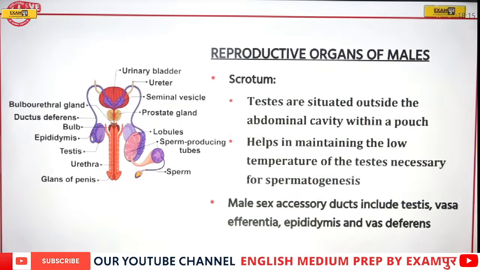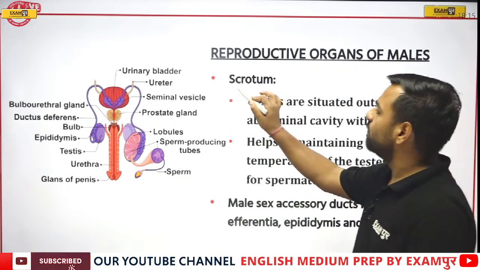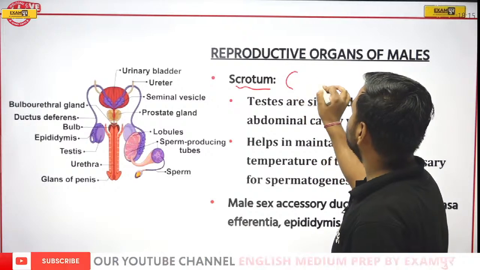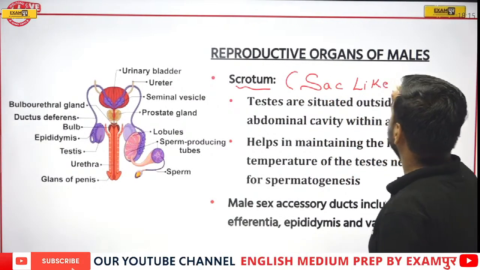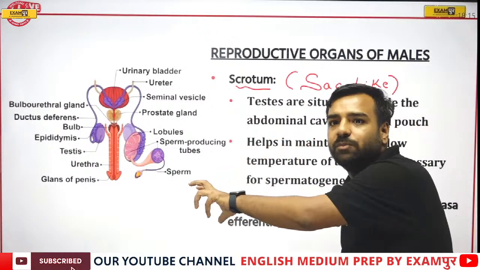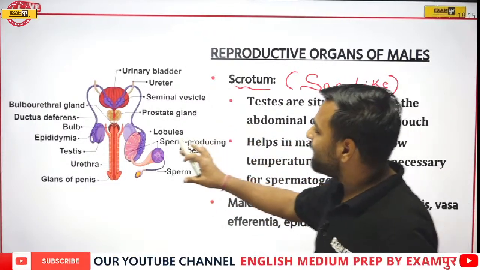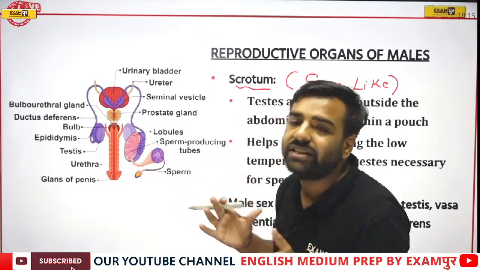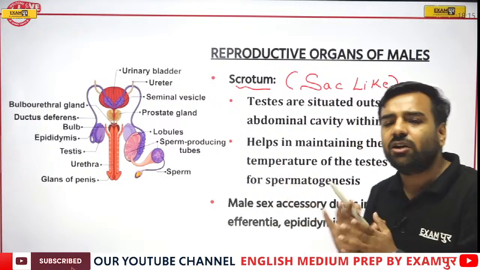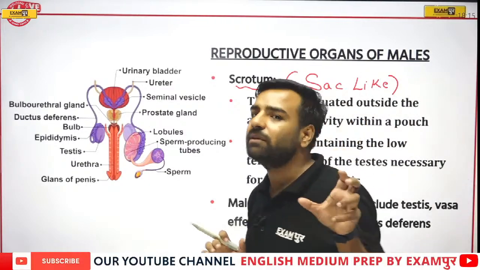Yes, moving forward. If I talk about the scrotum, what is it? This is actually a sac-like structure where we have the testes present. Now, why is it far away from the body or why is it hanging? There's a reason behind it. See, for the generation of the sperm, we need an optimum temperature.